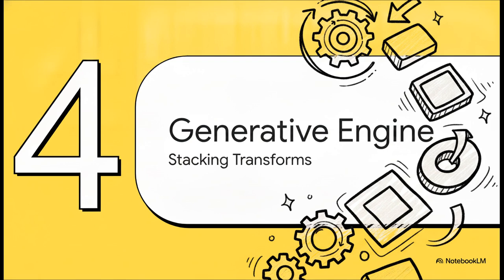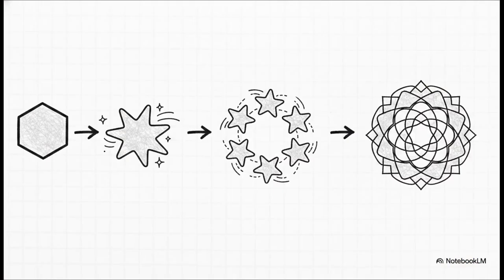Finally, let's wrap up with Section 4, the generative engine. Let's look at the big picture. Stacking all these operators essentially turns your timeline into a generative motion graphics engine. You aren't just slapping on isolated effects anymore, you're engineering a robust system.